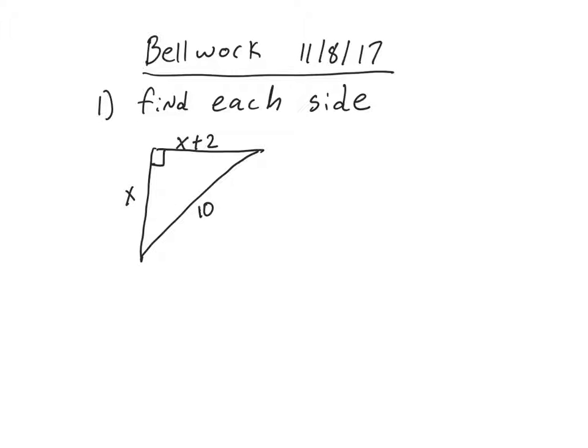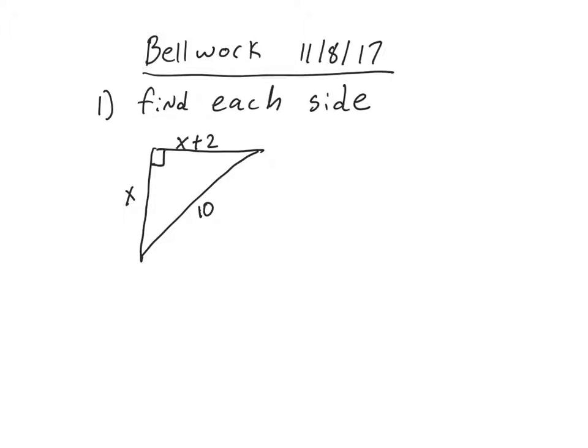This is bellwork for November 8th. On number 1, we're trying to find each side of a right triangle. On one side we have x plus 2, on the other we have x, and the hypotenuse is 10. Alright, so first of all, this is a really hard problem. If you got this right without help, let me know because I'm going to be impressed.